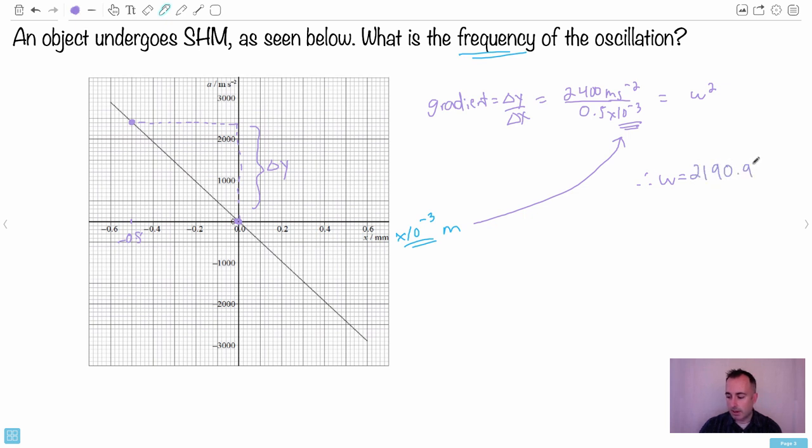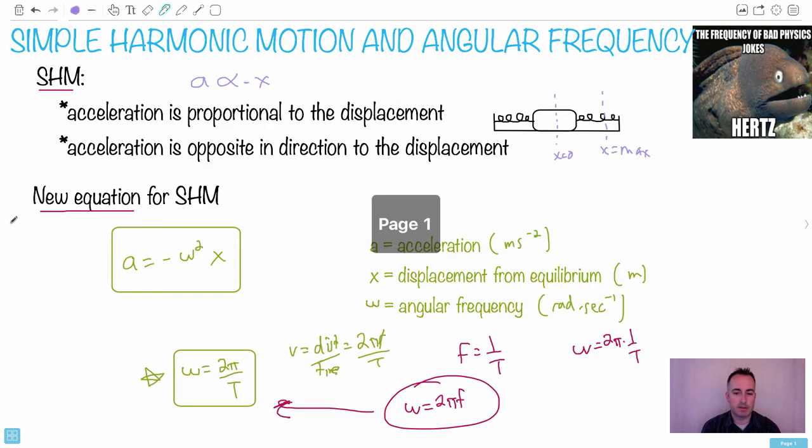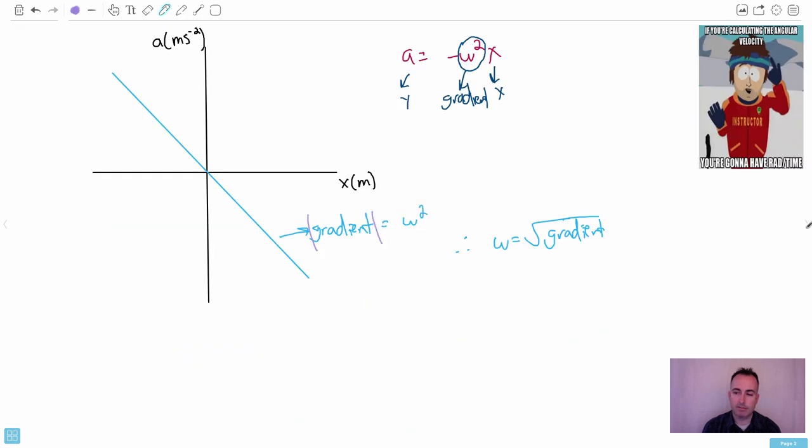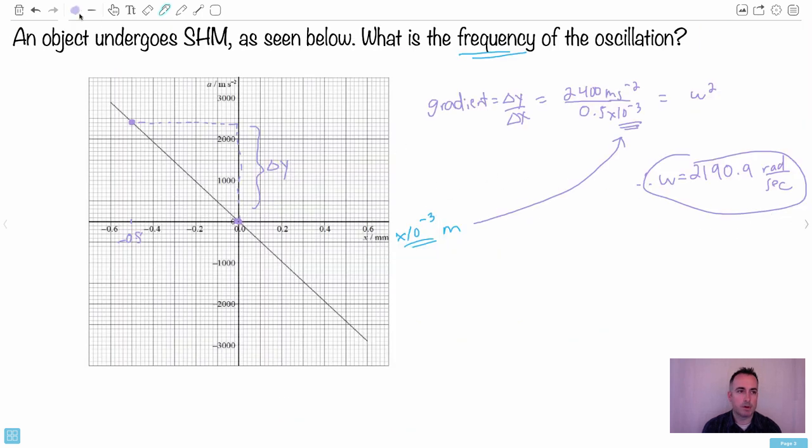I end up with 2190.9, let's just say. And of course, this here would be measured in radians per second. This is useful, but this doesn't get me my final answer yet. I want the frequency. But remember, we have an equation for this. Omega equals 2 pi over T, or 2 pi f, because f is 1 over T. So omega equals 2 pi f. Therefore, f equals omega over 2 pi.